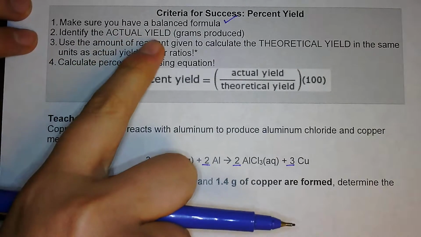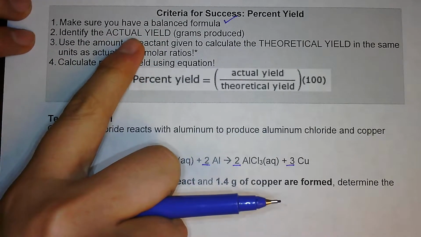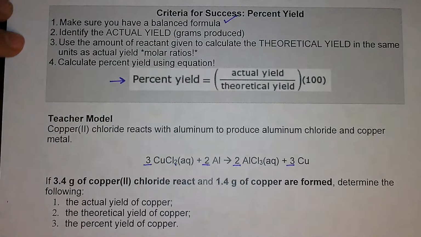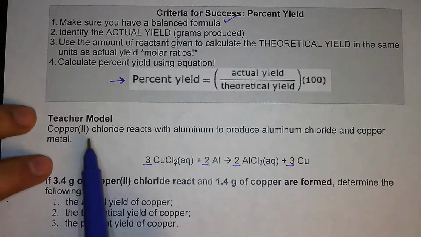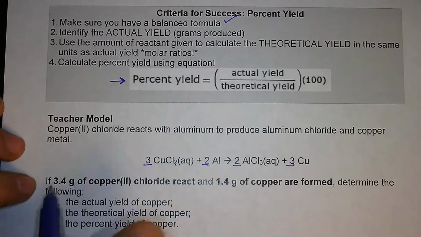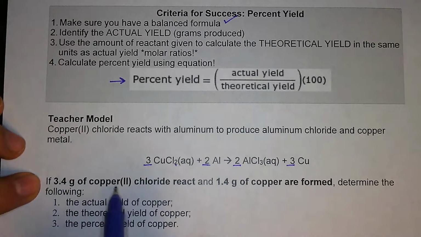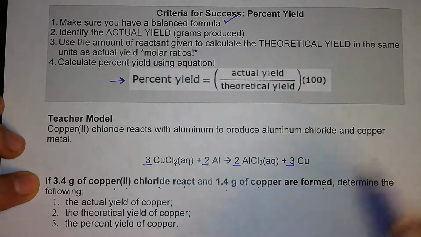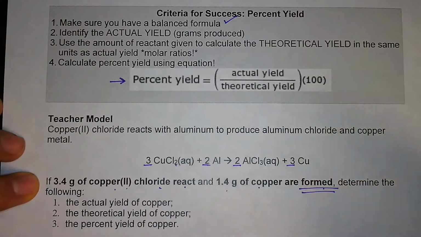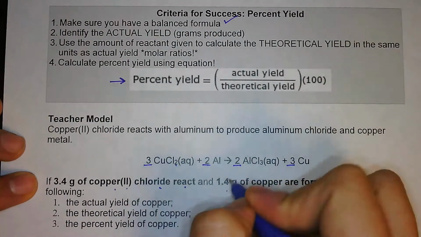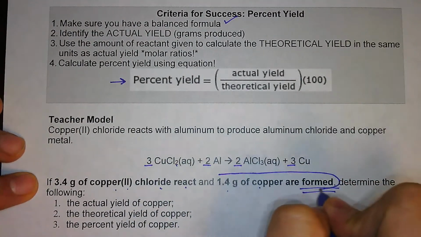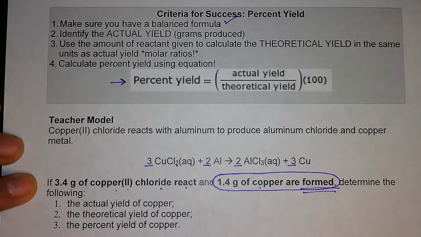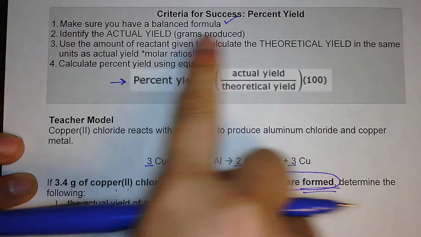Identify the actual yield. So the actual yield will usually be in grams, and they'll tell you like, hey, we actually made this much of something. So let's read the problem. They give us the equation here, and then they say, if 3.4 grams of copper 2 chloride react and 1.4 grams of copper are formed, determine the following. So from here, they tell us that this is the actual amount of stuff we made. We made 1.4 grams of copper. So that is the actual yield.